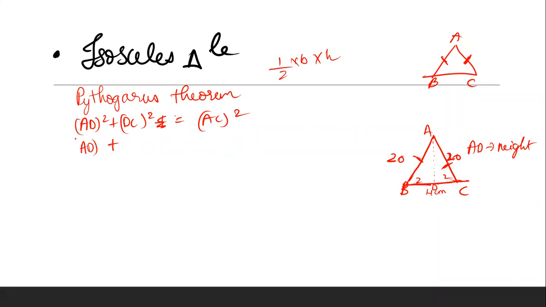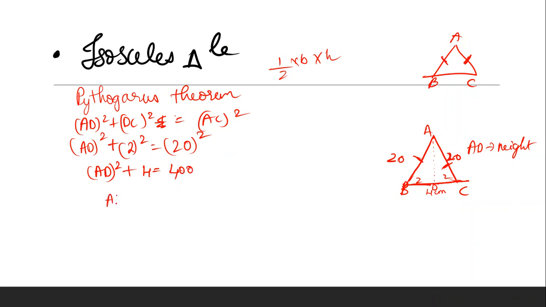So now AD the whole square, we do not know what it is. DC, we know that DC is 2, 2 square is equal to AC. What is AC? 20 square. Okay, see, this is my own example. This is not really taken from the textbook. I just made this up on the spot. So 20 square if I take, it will be 400.